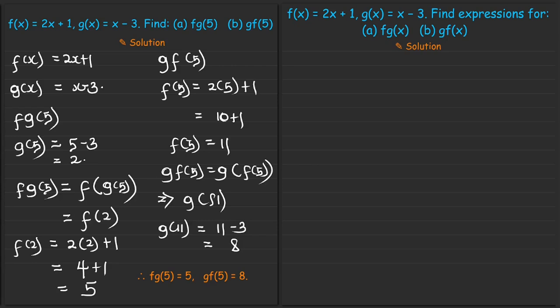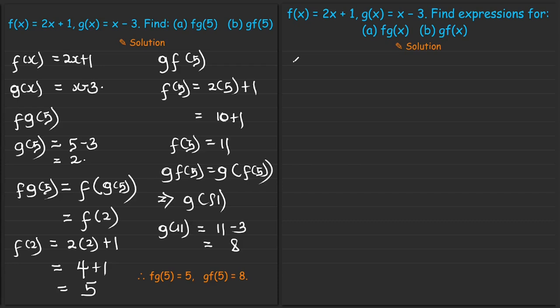So for our second question here, it says f of x equals 2x plus 1, and g of x is x minus 3. We have to find expressions for f of g of x and then g of f of x. This time around, we've not been given any value. We want the general expressions for these.